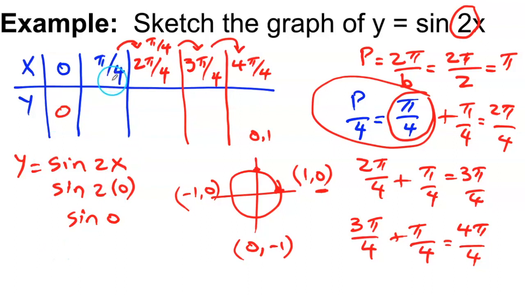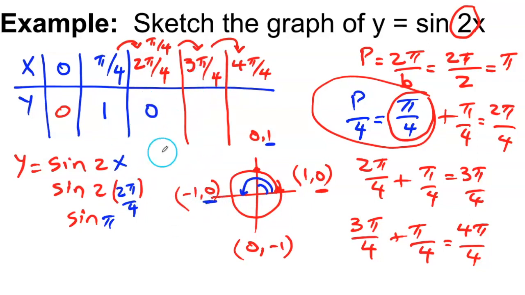Then the next value is with pi over 4. Now I bring pi over 4. If you notice, I replaced the x by pi over 4. Now 2 times pi over 4 is going to give you pi over 2 because you reduce that. And sine of pi over 2 gives me 1. Next, same idea. The next angle is 2 pi over 4. Plug it in. Simplify. So if you notice, I simplified 2 times 2 is 4 divided by 4, and that gives me pi. Sine of pi is 0.